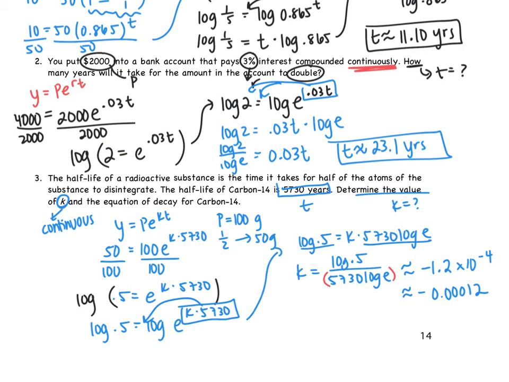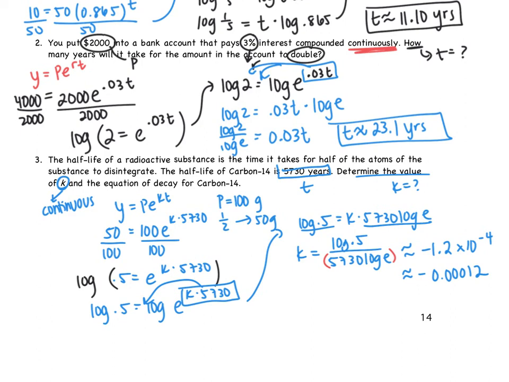Well, the negative should make sense. Our carbon is decaying. That's why we have a negative K. Decaying, we're going to have a negative K. If it were growing, we would have a positive K. So that's our value of K, and then we need the equation of decay.